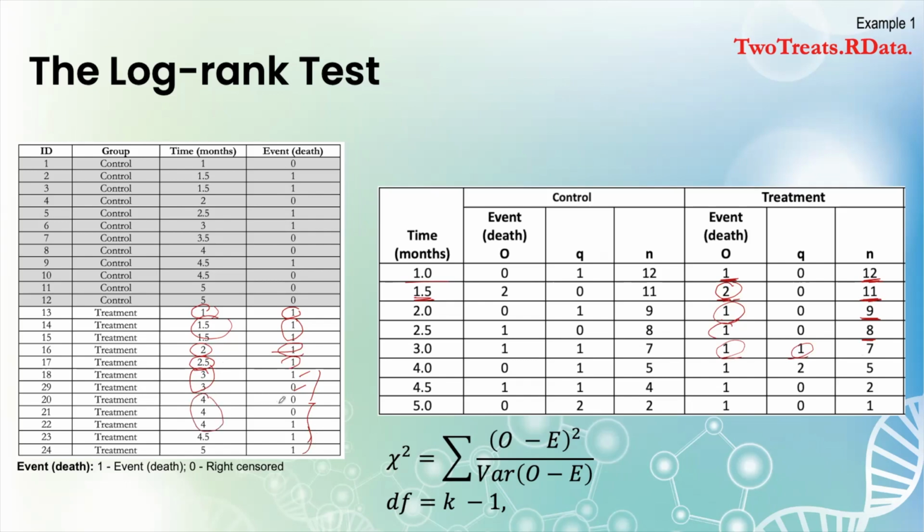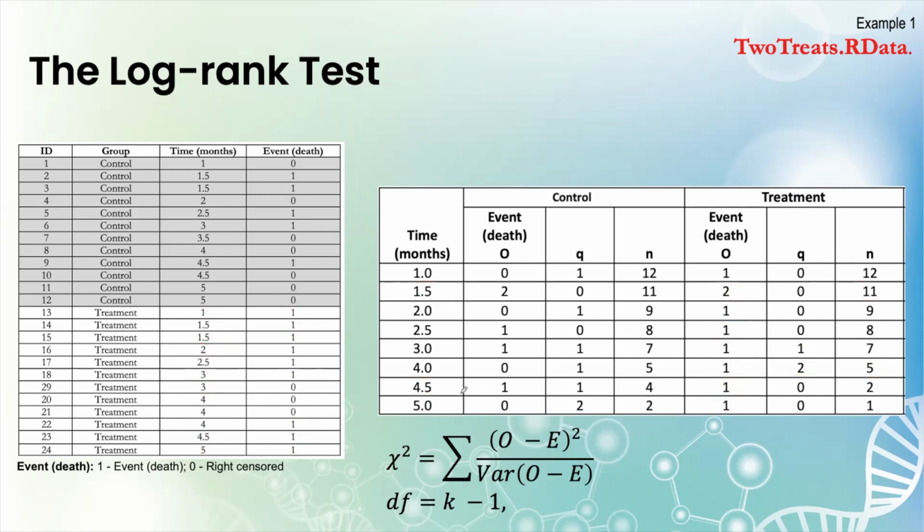On the 4th month, 2 patients did not die, but 1 patient died. So after 4 months, 1 patient died and 2 did not, out of the 5 patients. And then we're left with the last 2 patients, in which both died after 4.5 and 5 months. So that's why this is 1 and 1 after 4.5 and 5.